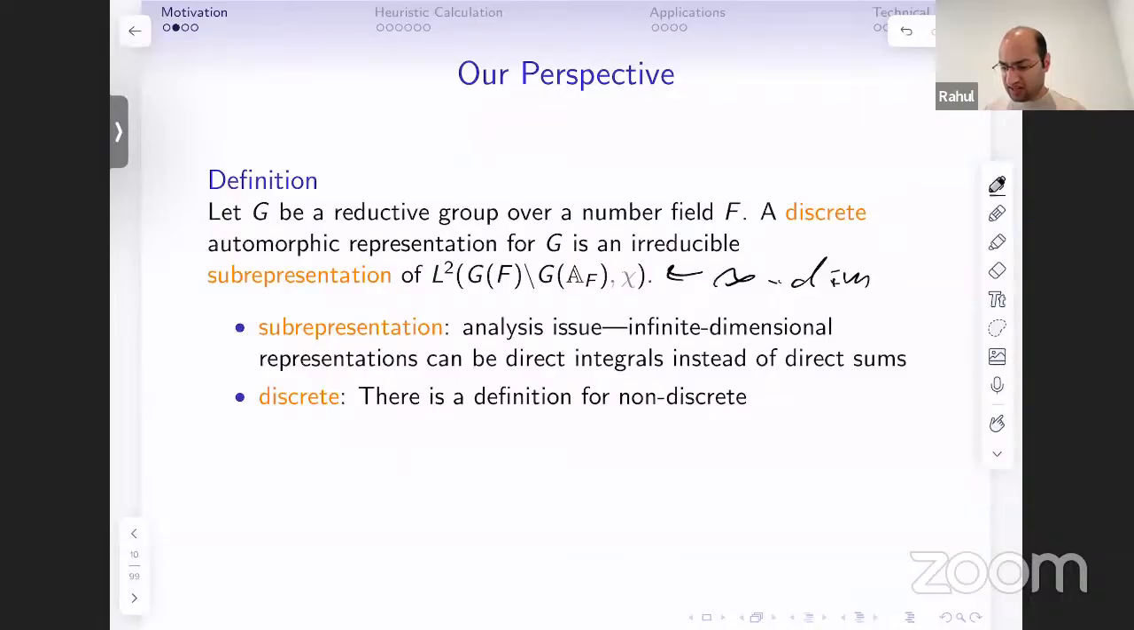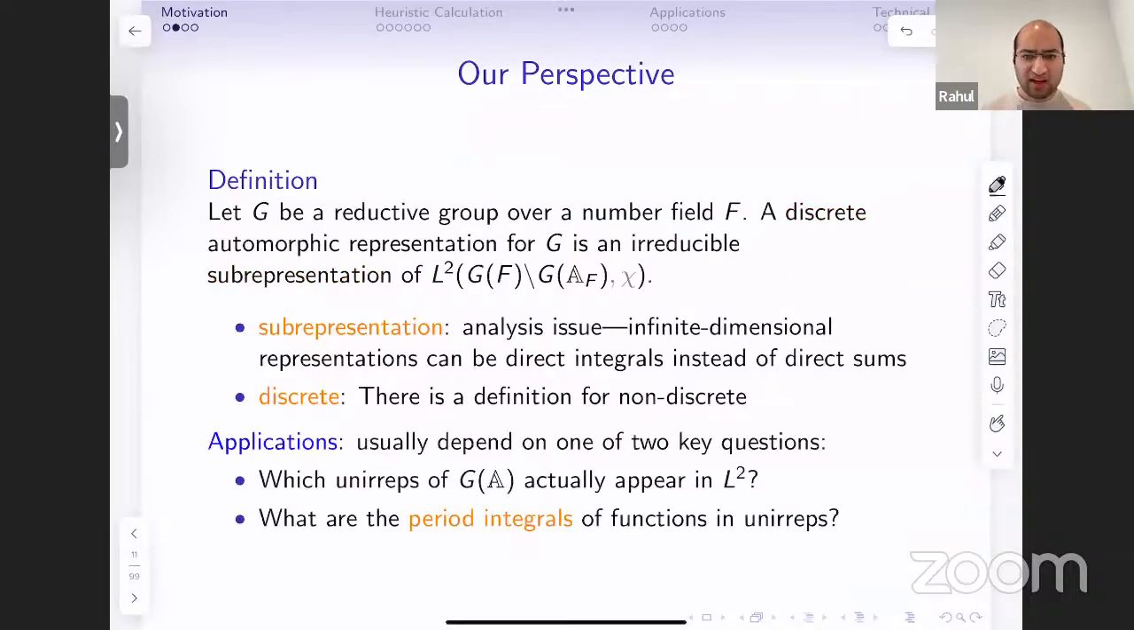So next, the applications of automorphic representations usually depend on one of two key questions. The first one is, this L2 space is a representation of G of the adeles, and it breaks out. These discrete ones are subrepresentations, and these are irreducible unitary representations. Of course, not every irreducible unitary representation of G of the adeles is going to live inside this L2 space. So the first question that's usually important is which representations actually appear in L2.